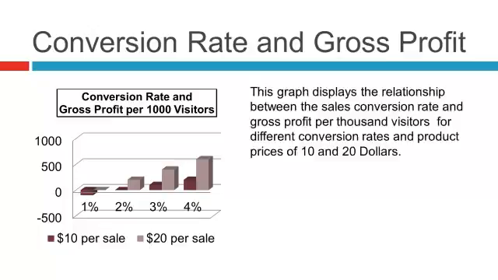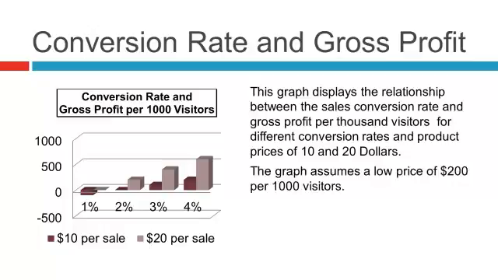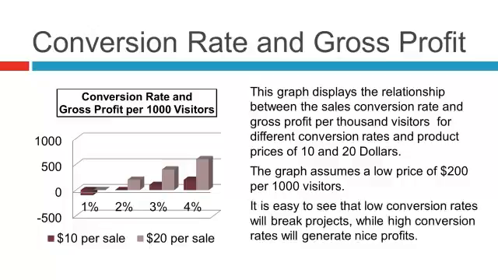This graph displays the relationship between the sales conversion rate and gross profits per 1,000 visitors for different conversion rates and product prices of $10 and $20. The graph assumes a low price of $200 per 1,000 visitors. It is easy to see that low conversion rates will break projects, while high conversion rates will generate nice profits.